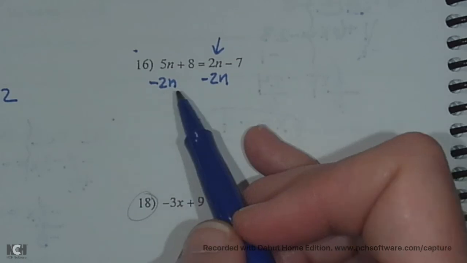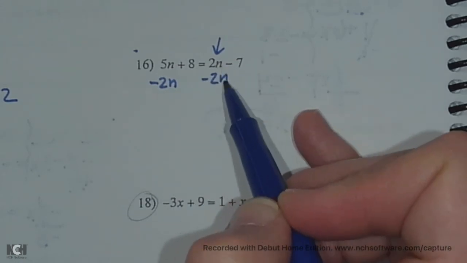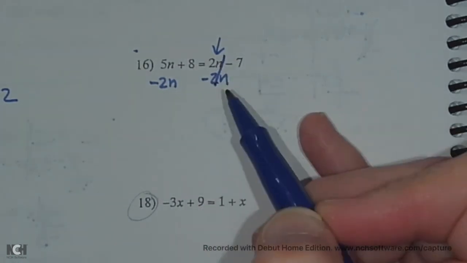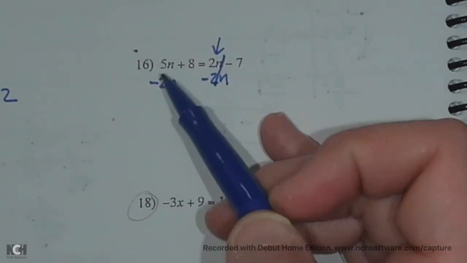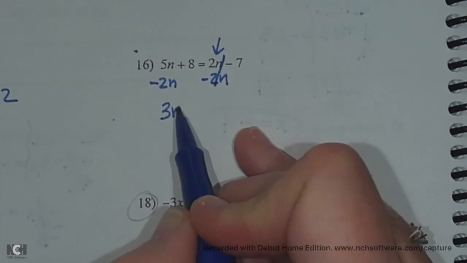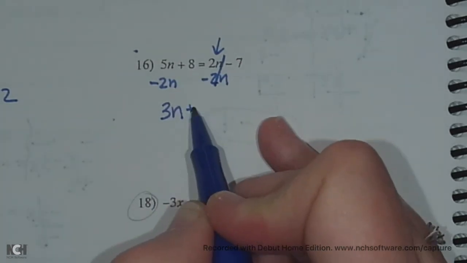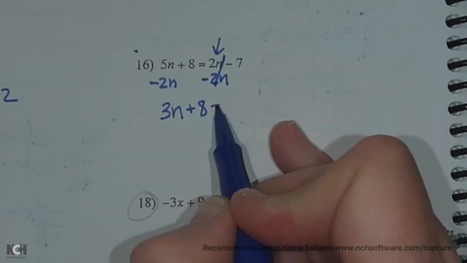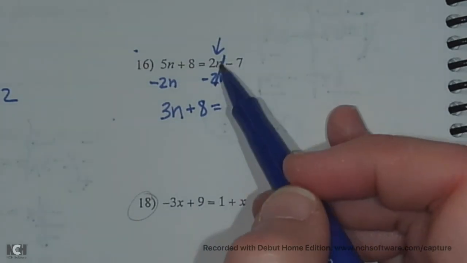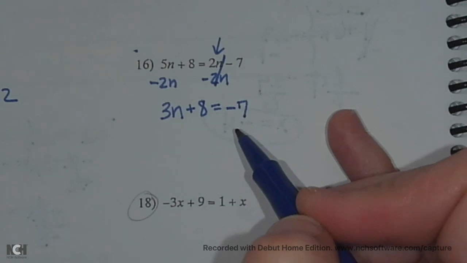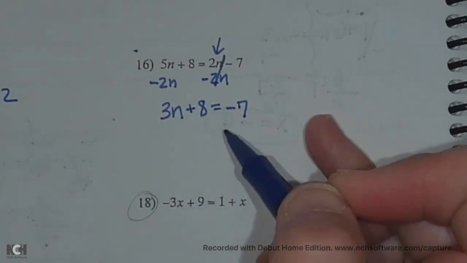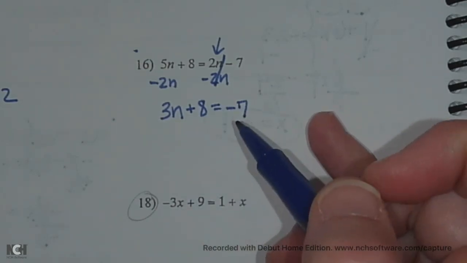So let's go ahead and do the math on this. The 2n minus 2n cancels out. That goes to 0. The 5n minus 2n leaves me with 3n. And we're going to bring down the plus 8 part. And then we bring down our equal sign. The 2n thing went away, and I'm left with negative 7. All right, so now I have 3n plus 8 equals negative 7, which is just a two-step equation.